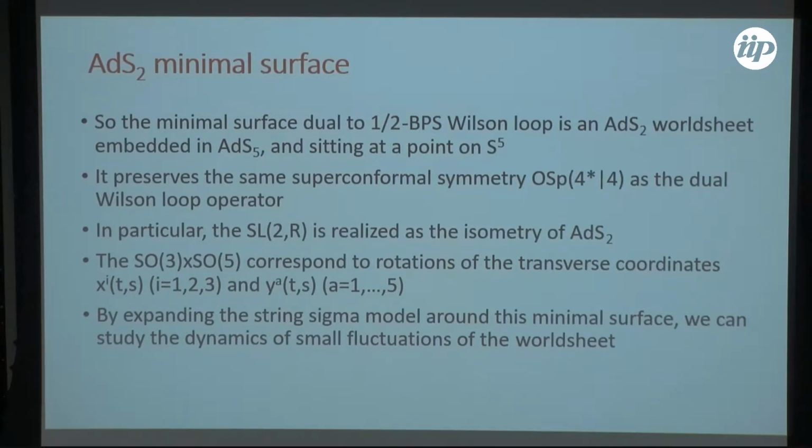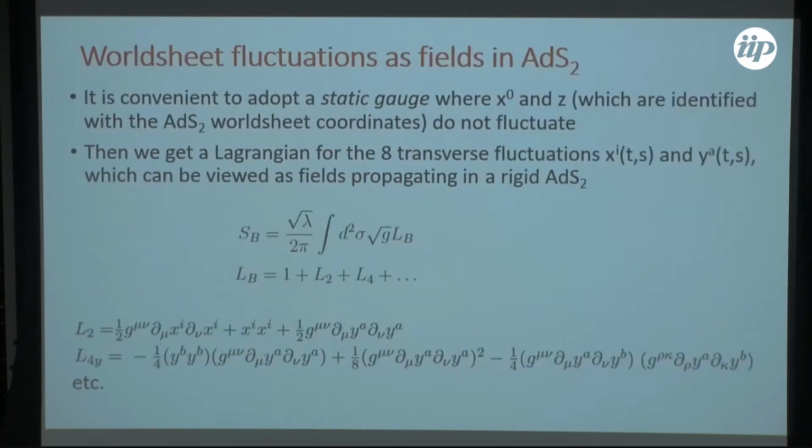Okay, and by expanding this sigma model action around this solution, we can study the fluctuations of this worldsheet. The idea is that the fluctuations of this worldsheet will be related to correlation functions of insertions on the Wilson loop. To do this, it is convenient to use a static gauge. So we work with the Nambu-Goto action and choose static gauge where x0 and z are identified with the worldsheet coordinates, and then let the transverse coordinates fluctuate.